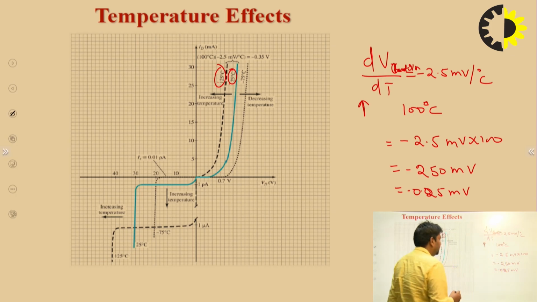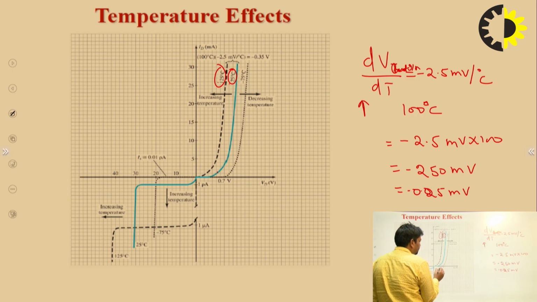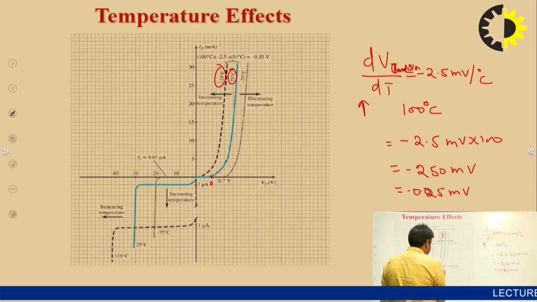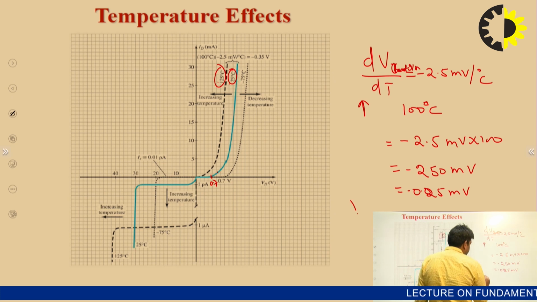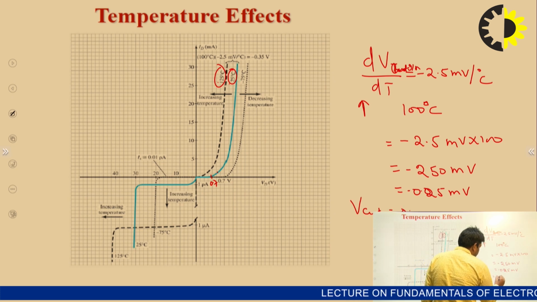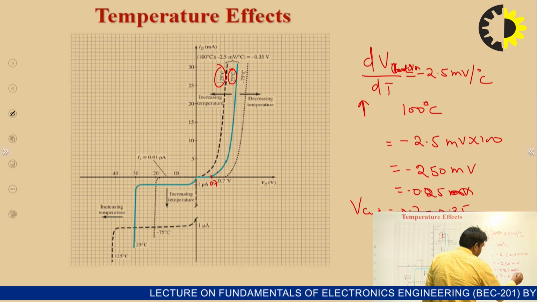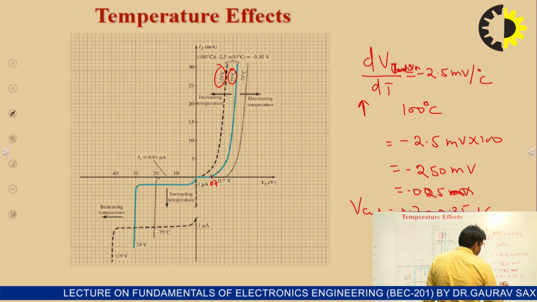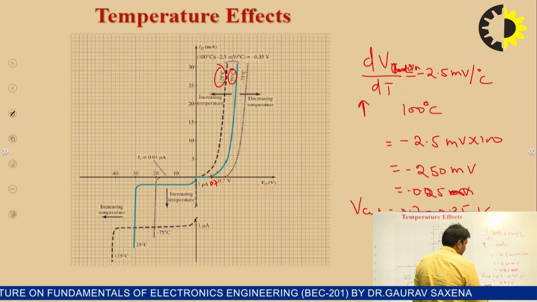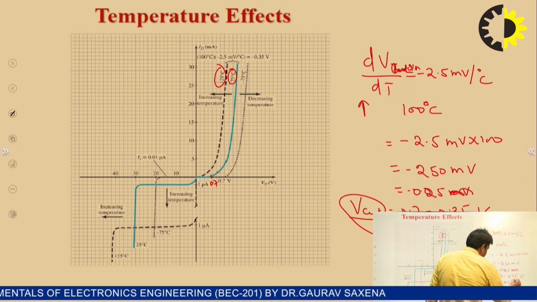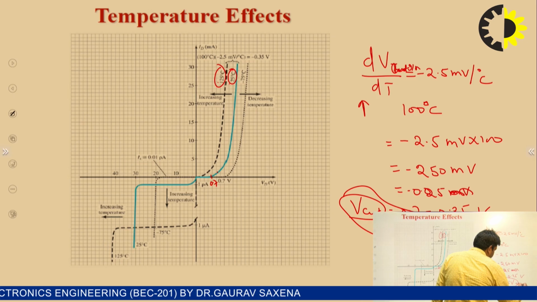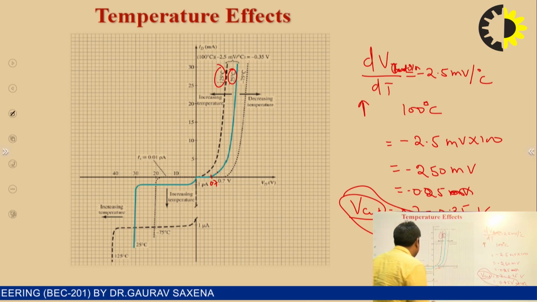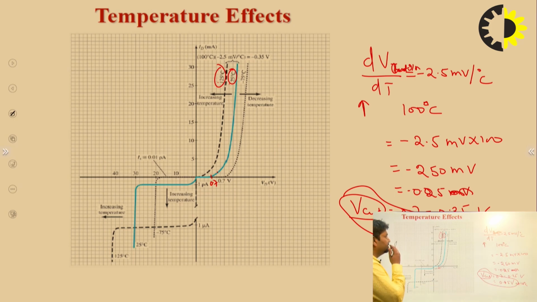So what is the meaning of the minus sign? That means the threshold voltage decreases. Suppose this one is 0.7, so the new cut-in voltage is 0.7 minus 0.25 volt, that means 0.45 volt. This is the cut-in voltage of a silicon diode at 125 degrees centigrade. So you can easily calculate the cut-in voltage at different temperatures.